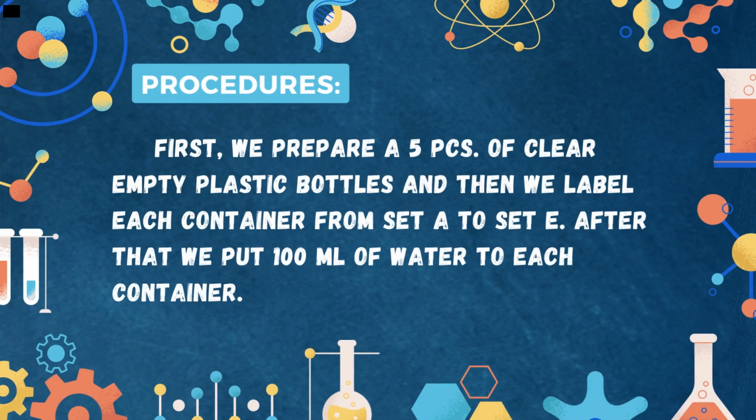First, we prepare 5 pieces clear empty plastic bottles, and then we label each container from set A to set E. After that, we put 100 ml of water to each container.